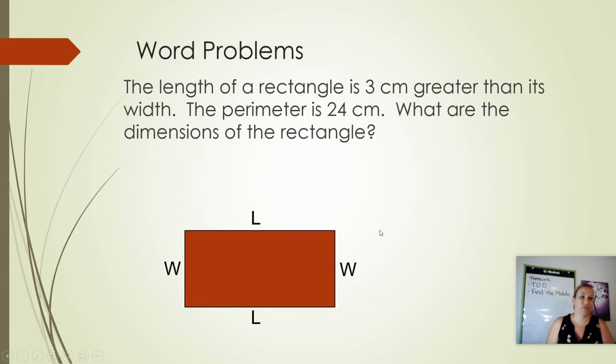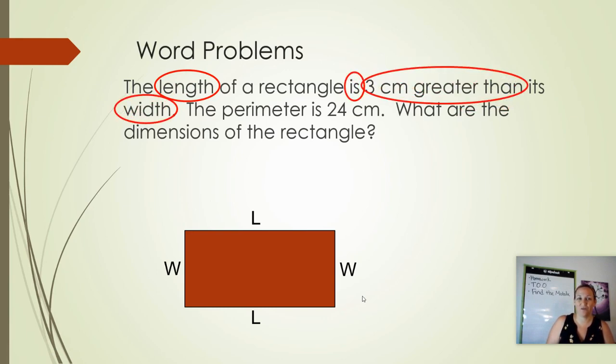If I go back and read the question again, I can discover, because right now we have two letters, L and W. We don't really want two letters, we want one letter. So I can discover from the first sentence that the length is 3 centimeters greater than the width. In math class, when you see the word "is," and I know it's a teeny tiny word, and so we often overlook it, but in math class, when you see the word "is," that's where you're going to put an equal sign. So this is saying that the length is 3 centimeters greater than the width. The length is equal to the width plus 3.